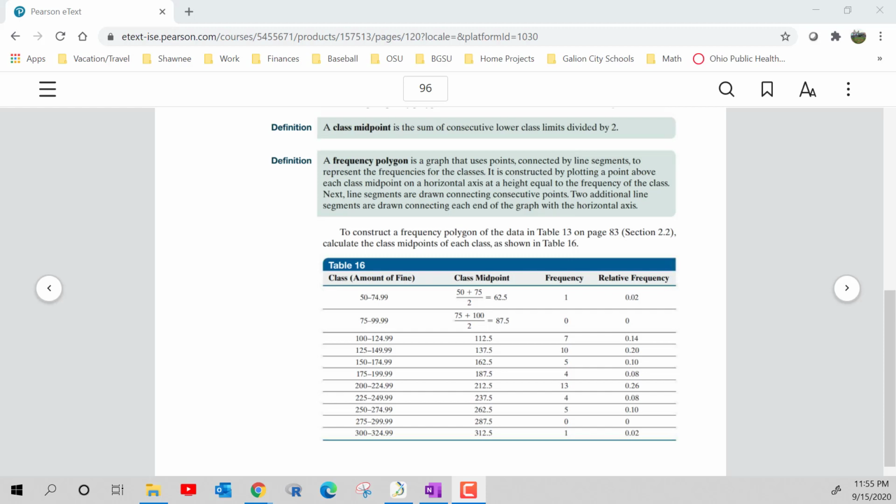And then there's one frequency value for that, right? So you're going to do that all the way down. You should be able to calculate frequency and relative frequency for the classes, okay? The new part here is calculating these class midpoints.